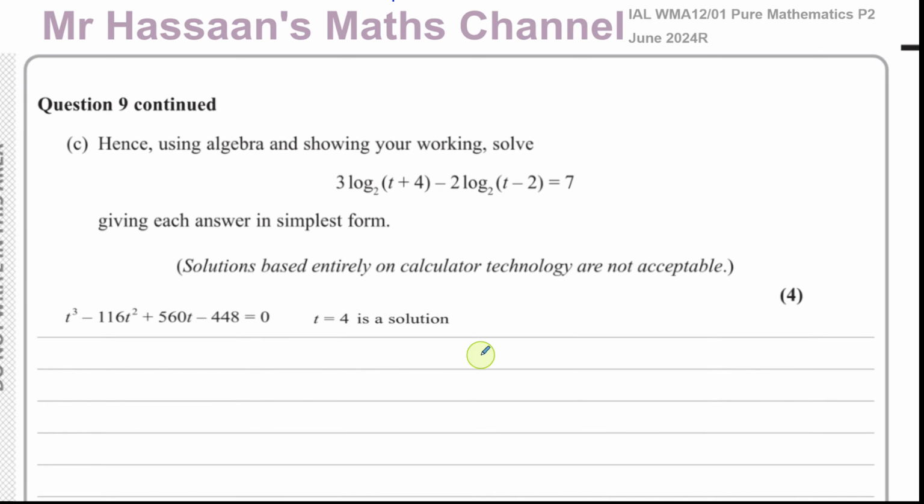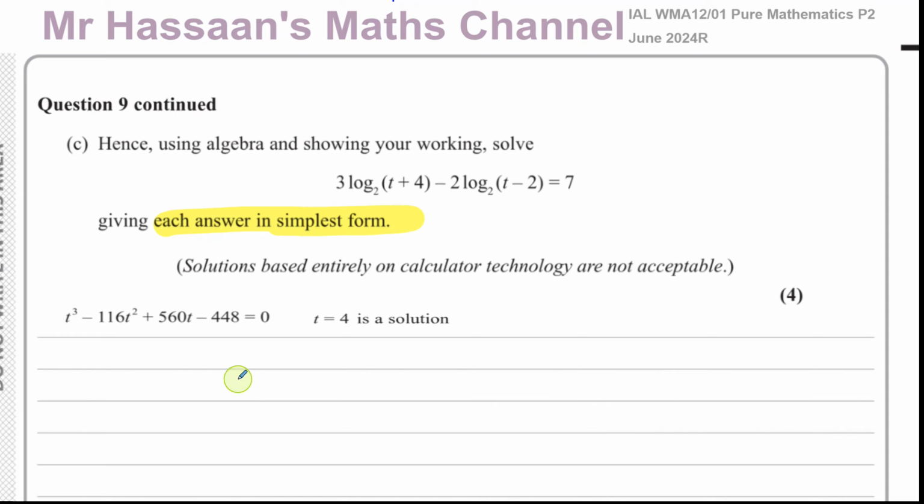It says, hence, using algebra and showing your working, solve the equation. So we already know that t equals 4 is a solution to this equation, but we've got to find other solutions, and we've got to give each answer in simplest form. So that gives me an idea that maybe some of the answers might not be in exact form. It might give me a clue of how to proceed once I've got to a certain stage.